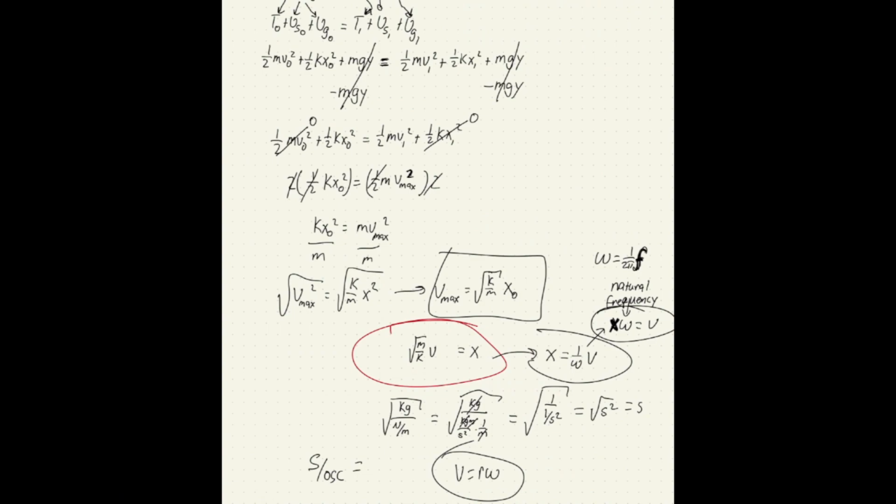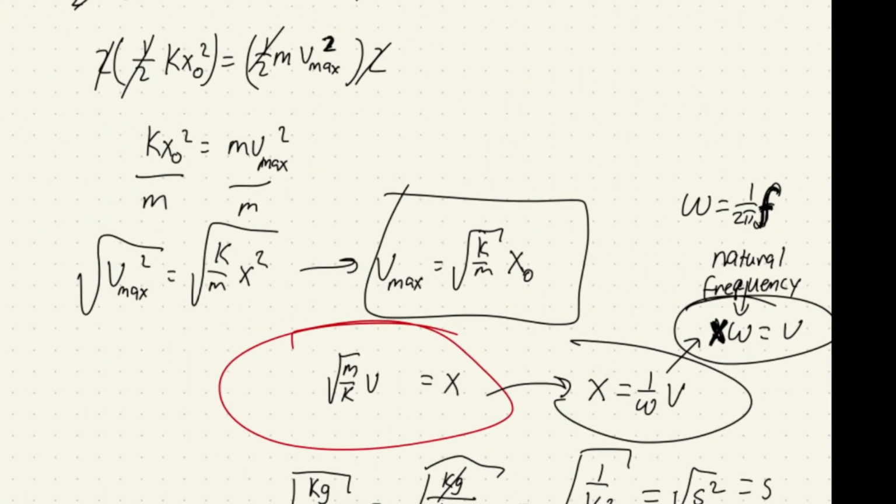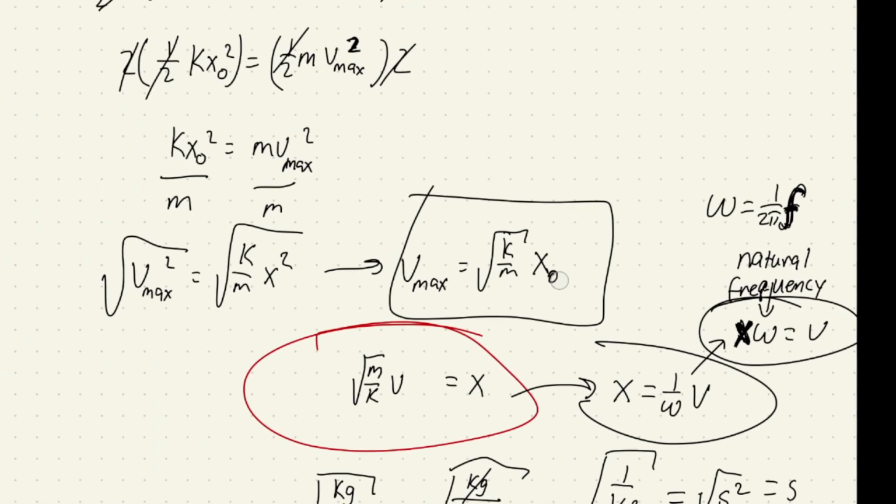The ultimate result that we get here is that Vmax is equal to square root k over m times the x0, but x0 is also something special too. x0 is the maximum stretch or compression distance. So what we get is our maximum velocity is equal to square root k over m times x max, or x max is equal to square root m over k times v max. And we can calculate the maximum velocity if we know how far we're stretching the spring or compressing it.